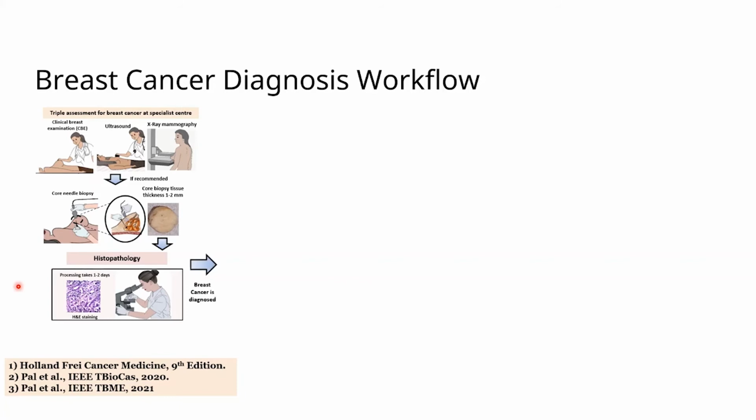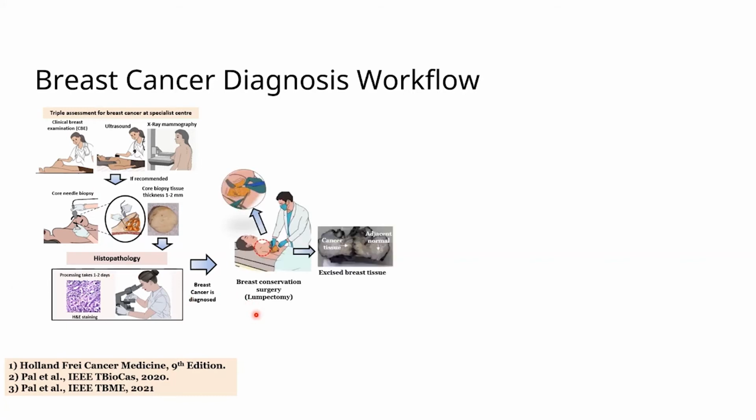If the breast cancer is diagnosed, one of the approaches is to perform breast conservation surgery, that is the lumpectomy, where the surgeon removes the breast tissues. So here you can see that this is a cancerous tissue and this is adjacent normal tissue. Ideally the diseased tissue should be in the center and the adjacent tissues should be the normal tissues.